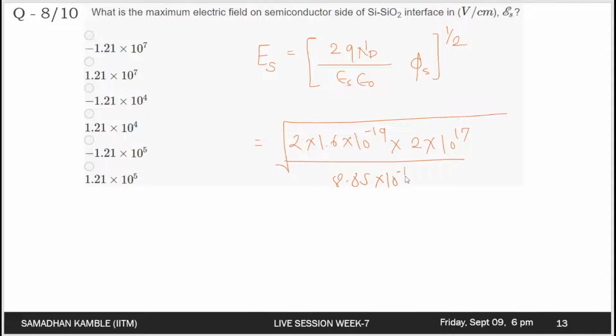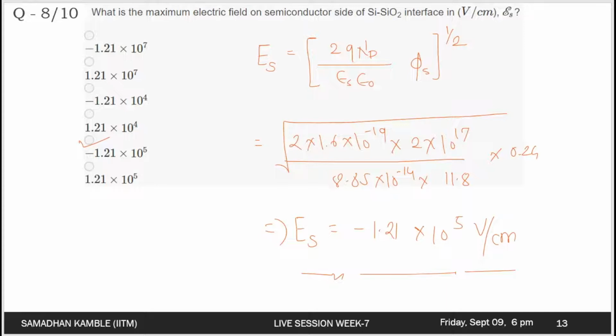8.85 times 10 to the power minus 14 times 11.8, and the phi_s value 0.24. So again, doing this will give us the value, and it would be a negative value because the sign of the E field tells us the direction, in volt per centimeter. The sign of the electric field is indicating the direction of the electric field with respect to the positive x-axis, and in our case on the n side it is negative.